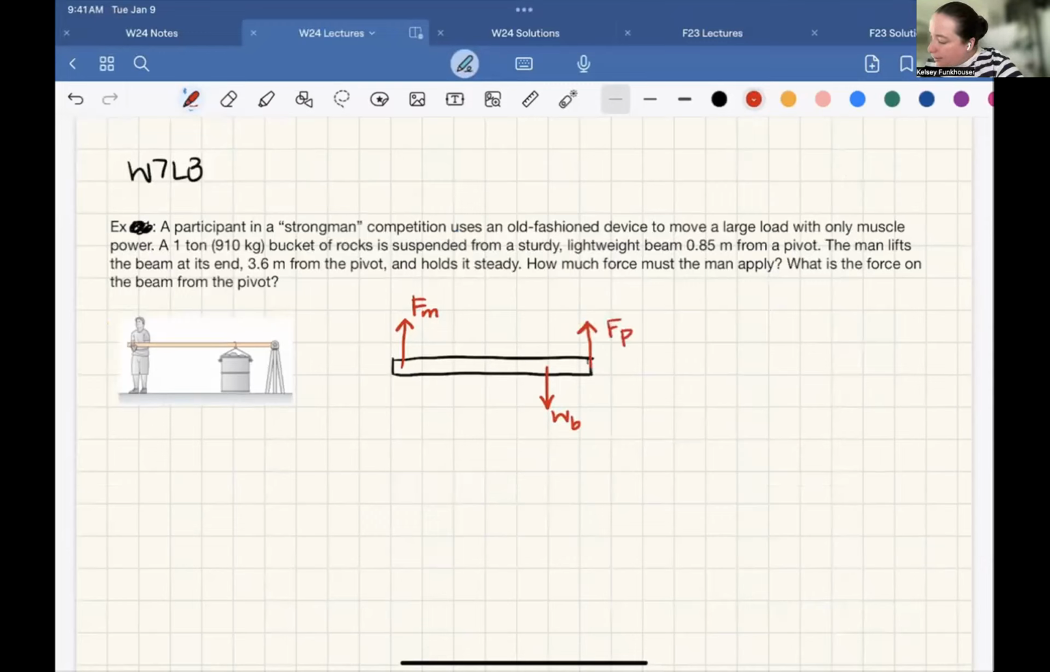And let's get our distances. So the pivot is our pivot point. So we have this distance, we'll call it our B for bucket, and it is 0.85 meters from the pivot. And then we have the distance to where the man is holding the beam, and that is RM, and that is 3.6 meters.